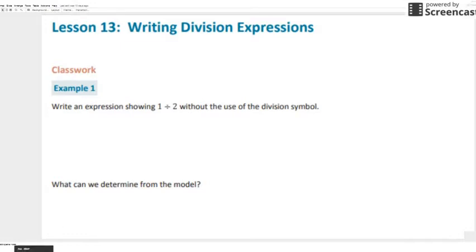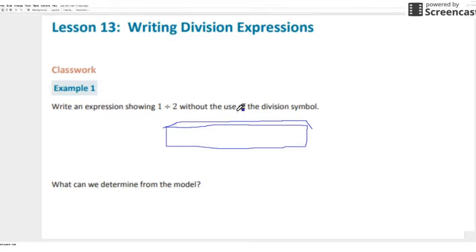If we take a look at the model of what this would look like, we would have one box here, because that's the first number. And this is what we're breaking up. So this is all 1. Well, we want to break it up into 2 equal parts. And this is our dividend. We're going to break it up into 2 equal parts, which means I'll have to cut it in half.